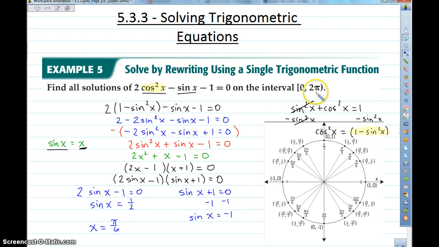And they did tell us this time to use the interval from 0 to 2 pi, so we're going to make sure we use the entire interval. Find any time that it's equal to 1/2. It's going to equal 1/2 again at 5 pi over 6. And then we're also looking for when sine of x is equal to -1. That's going to be at 3 pi over 2. Okay, so we have 3 solutions for this problem.